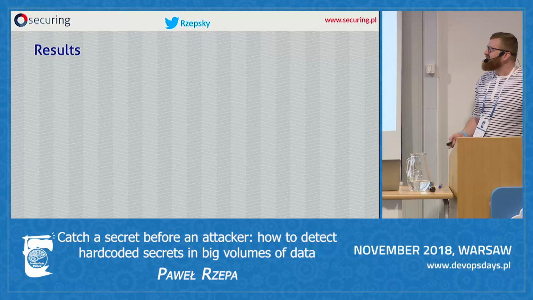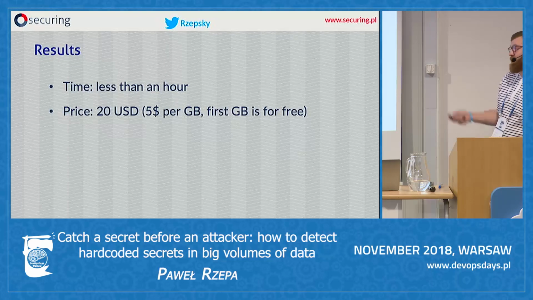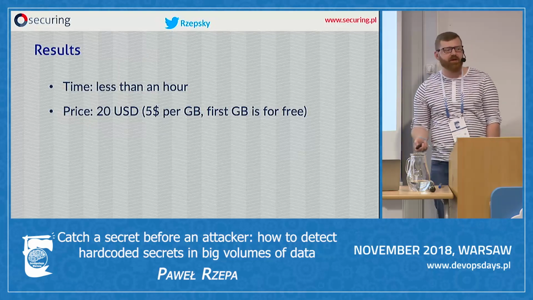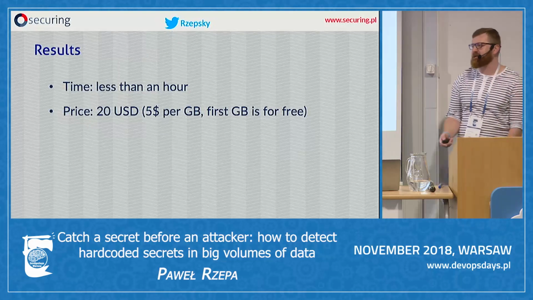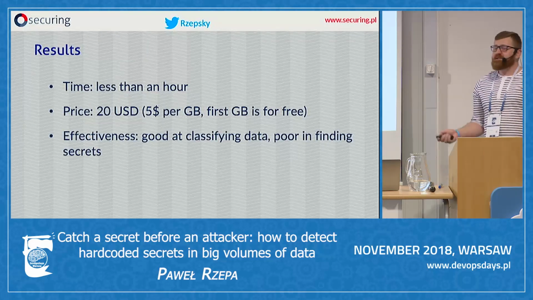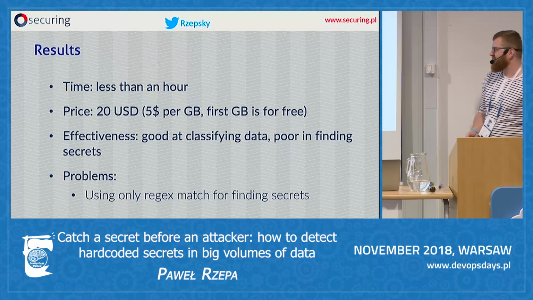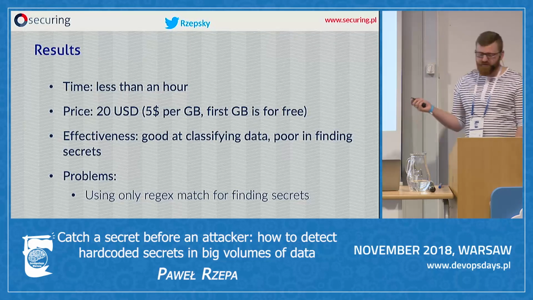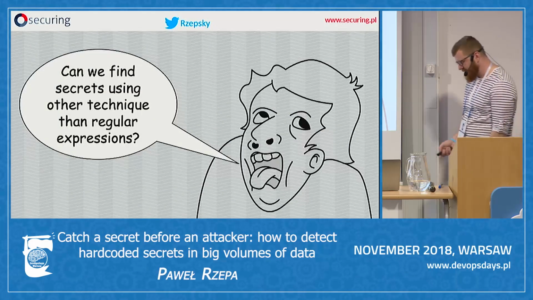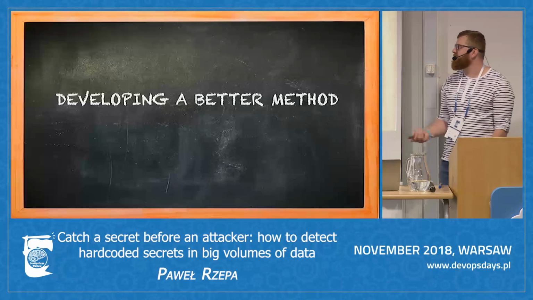It's too much. So, results in less than an hour. It's pretty quick compared to the manual search. Price, $20. The first gigabyte is for free, but the next gigabytes are $5 per gigabyte. Effectiveness: it's good at classifying data, but poor in detecting real secrets. Using only regular expressions seems to be too little for this task. So I asked myself, can I do a better method? Can I create something?